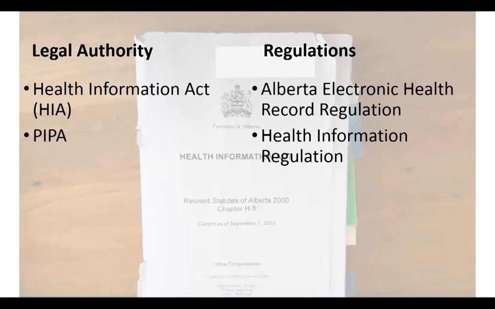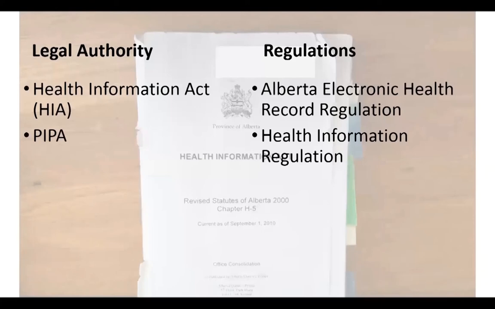Now, in the world of acts and legislation, there is the act and there's usually a supplemental or corresponding document called the regulations. The act is fairly high level and then the regulations get into greater detail. So there's a companion document to the Health Information Act, which is called the Health Information Regulation. Another companion document is the Alberta Electronic Health Record Regulation. So we've got the regulatory body that sets the standards for their professional members. When we collect, use, and disclose health information, we have to follow the legal authority of the Health Information Act and the companion documentation, the Health Information Regulation and the Alberta Electronic Health Record Regulation.